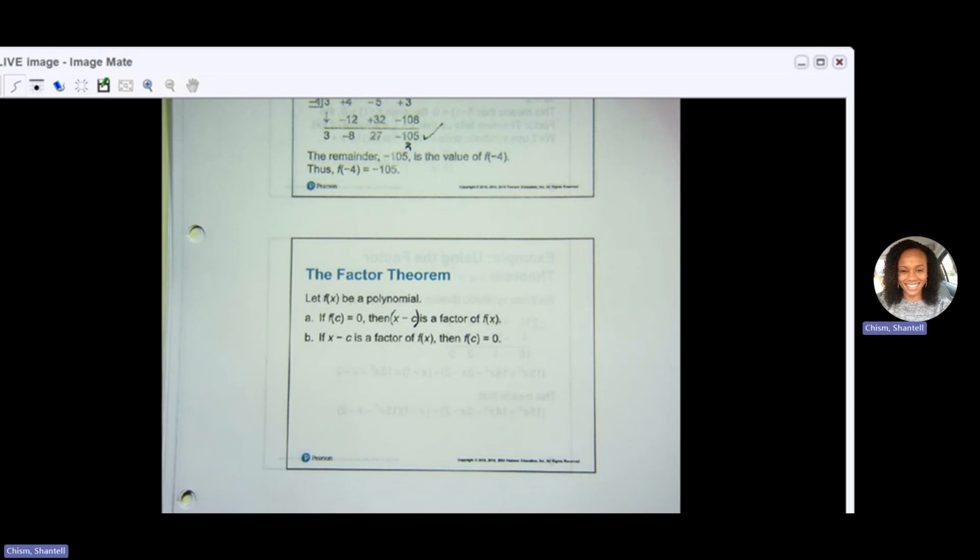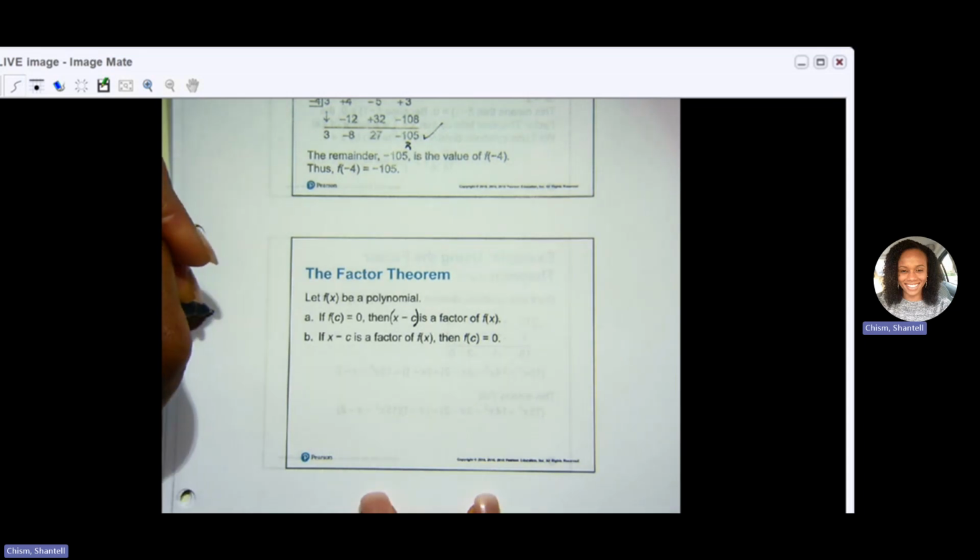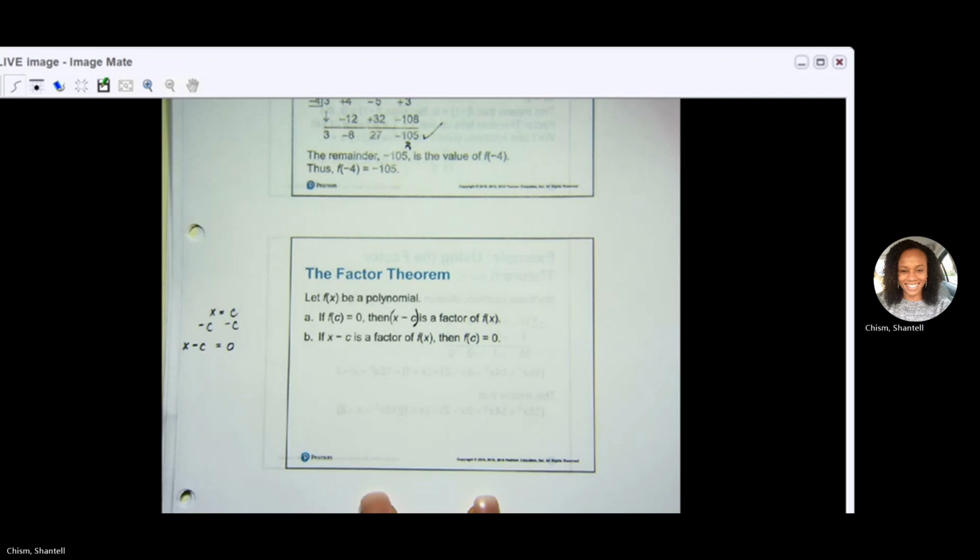So if f at c equals 0, what that means is that c must be a solution of the function. So therefore, if c is a solution, that means x equals c. You can then take the c over with the x, to get a factor. That's what that means. And I'll explain it further with an actual problem. Okay, so if f at c equals 0, then that means x minus c is a factor. Vice versa, if x minus c is a factor of f of x, then f at c must equal 0. Okay, so either direction is basically what it's saying.